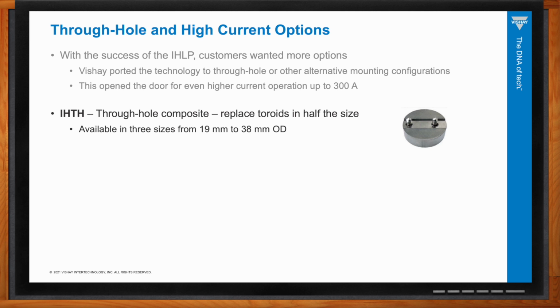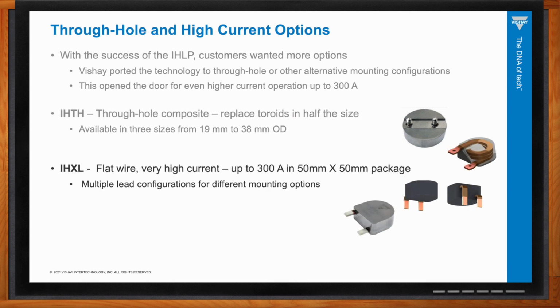The next product we have utilizes flat wire, and you can kind of see there what it looks like on the inside. The flat wire is wound, and then the powdered iron material is molded around the outside, and we can get up to 300 amps in a 50 by 50 millimeter package with this configuration. And there are multiple termination options for this.